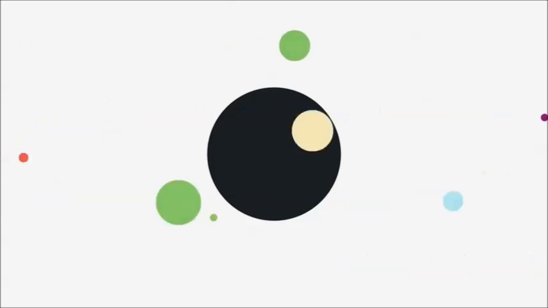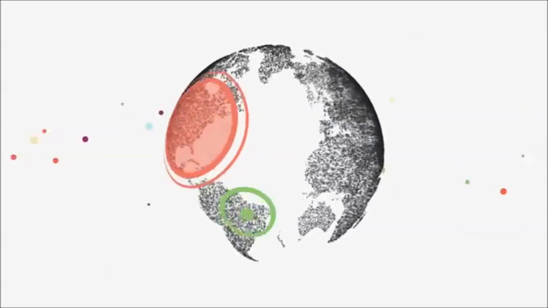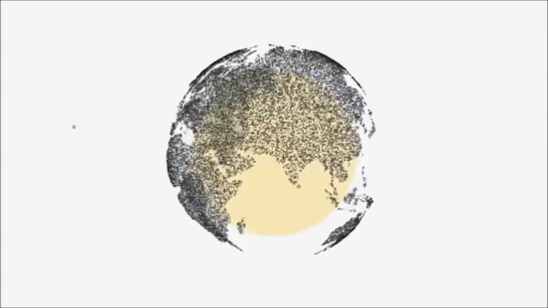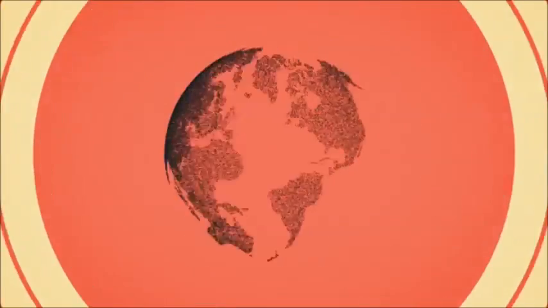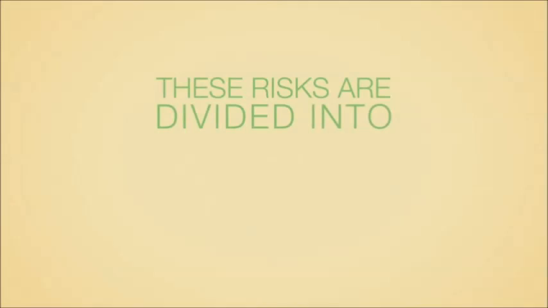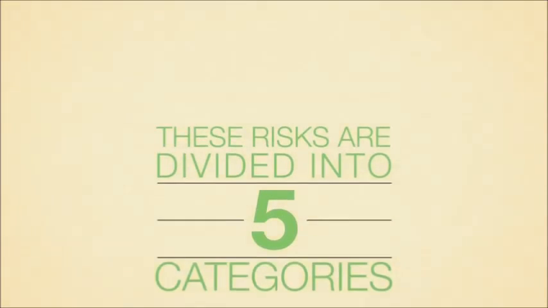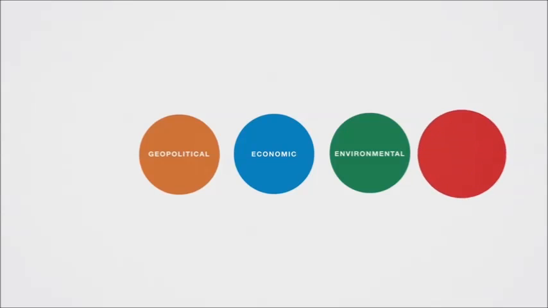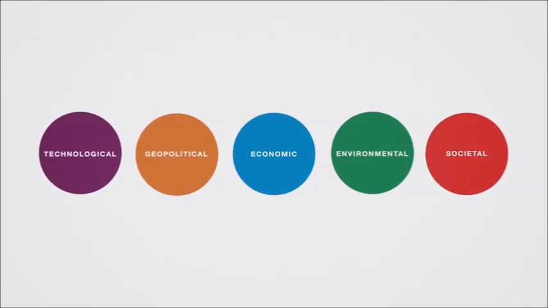Our world is at risk. Accelerating change is making our world more vulnerable to global shocks. Shocks that don't respect national borders. Shocks that have the potential to shake whole systems and societies to their foundations. These risks are divided into 5 categories: economic, environmental, geopolitical, societal, and technological.